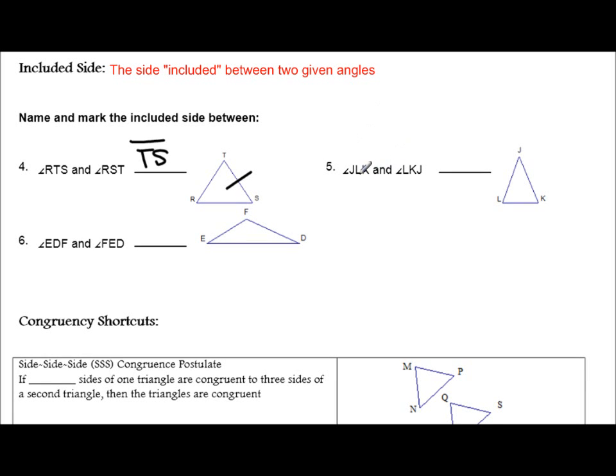The side included between JLK, this angle right here, and LKJ, this angle right here, is side LK. Okay, pause the video and see if you can get number 6, the side included between EDF and FED. The side included between angle EDF, which is here, and FED, which is here, is side ED.